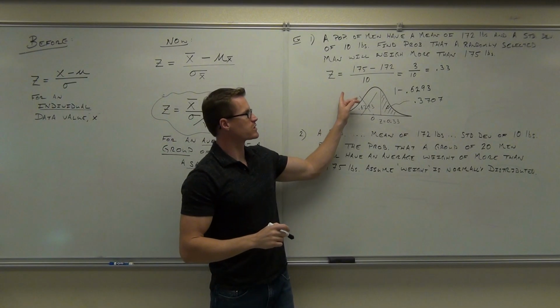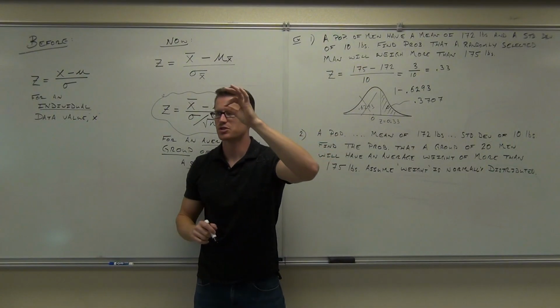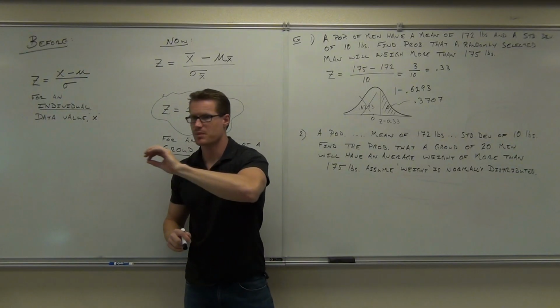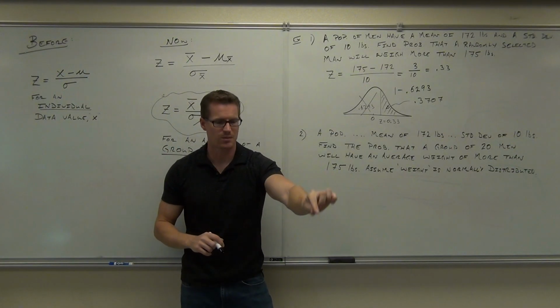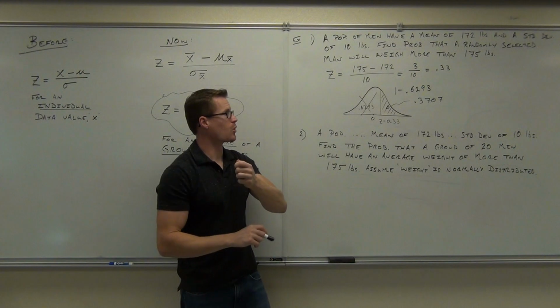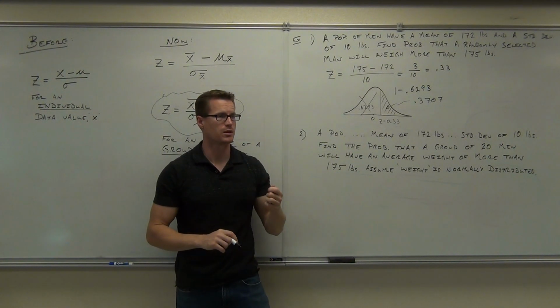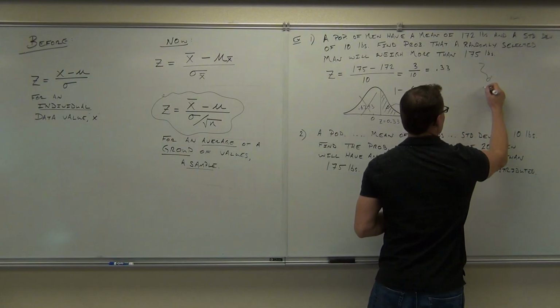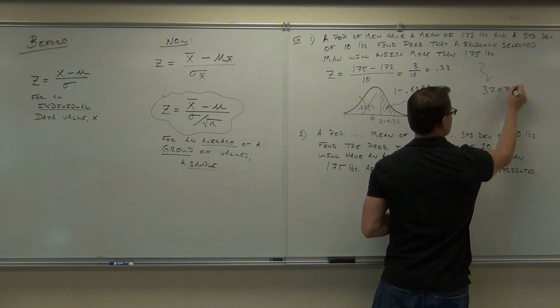So what does this answer mean? Listen to me, you need to know interpretation. What's the probability that you go to this population of men, wherever it happens to be, randomly select one guy, and he's going to weigh more than 175 pounds? So this answer is 37.07%.